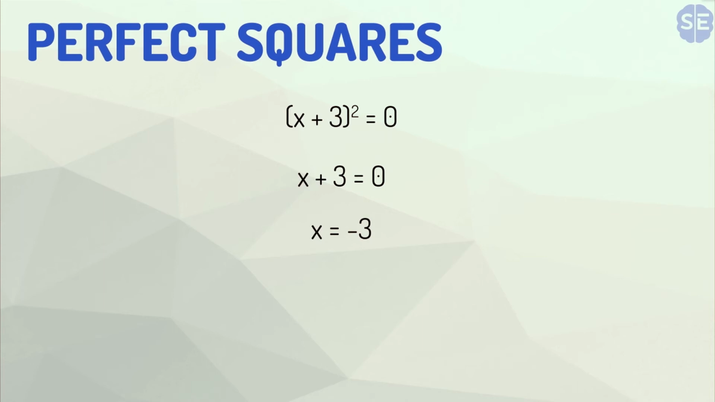As x is found when y is equal to 0, to solve the equation we make it equal to 0. The square can be cancelled out by taking the square root, as the square root of 0 is still 0, and 3 can be subtracted from both sides, resulting in x being equal to negative 3. Negative 3 can be placed back into the equation to check that it is correct.